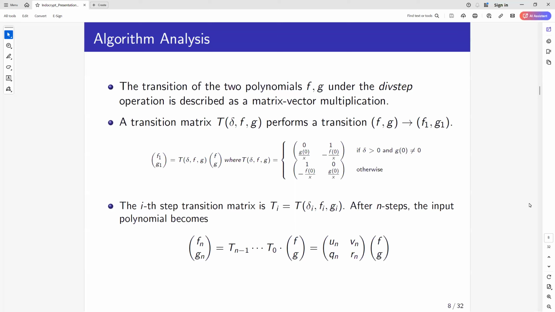Another thing, it can also be done using transition matrices. Each transition matrix corresponds to one div step call. So for n div step calls, we can do this matrix multiplication, which is the n step matrix multiplication. If we multiply this with the initial polynomials, we get the nth output of the div step. So Un and Vn is the product of Tn minus 1 to T0.